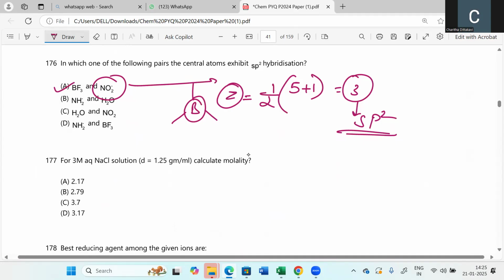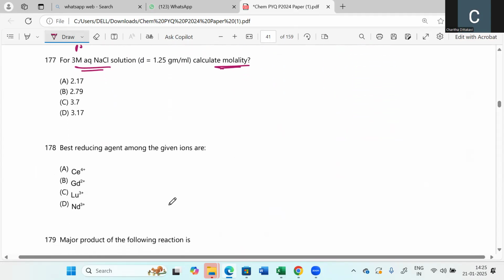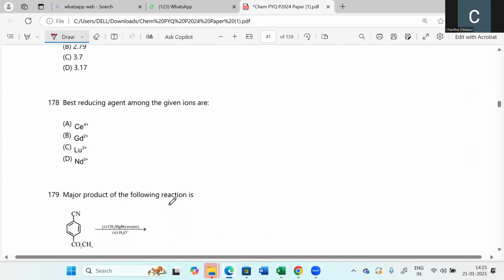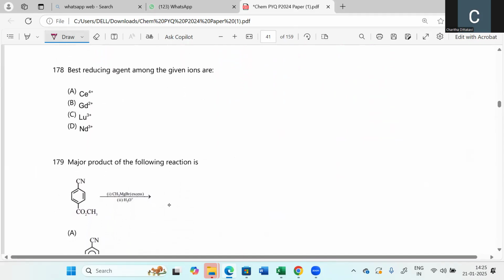Next, 177, molarity is 3 molar, you're given, then calculate molality. Direct question, direct formula based question, do it. Okay, then the best reducing agent among the given ions is Ce, selenium plus 4, because plus 4 turns to plus 3 immediately. So the stable state of plus 4 is plus 3 here, of selenium.